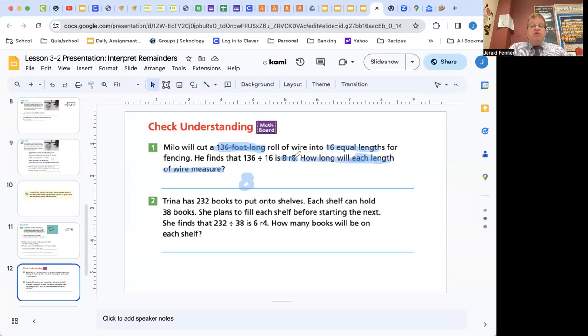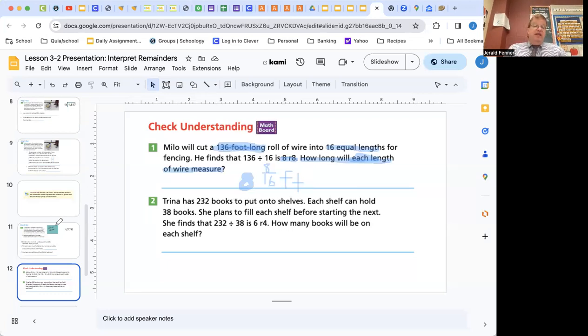But what are you going to do with the remainder? The remainder is going to become a fraction. It's going to be 8/16. Now, that would be feet. Each piece would be 8 and 8/16. And 8/16 actually comes out to be 1/2.